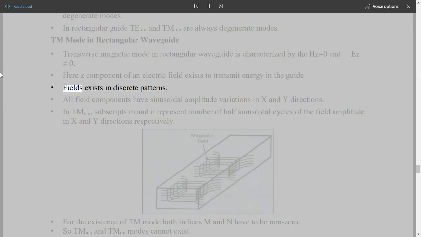Fields exist in discrete patterns. All field components have sinusoidal amplitude variations in X and Y directions. In TMMN, subscripts M and N represent the number of half-sinusoidal cycles of the field amplitude in X and Y directions respectively. For the existence of TM mode, both indices M and N have to be non-zero. So TMM0 and TM0N modes cannot exist.